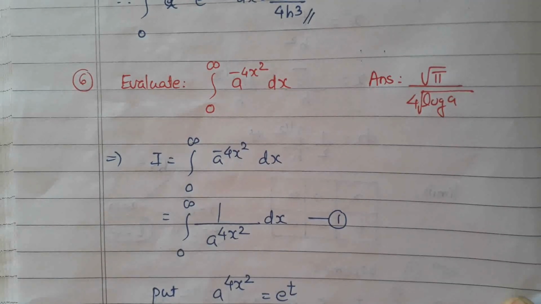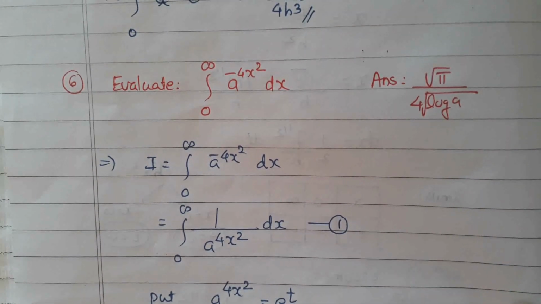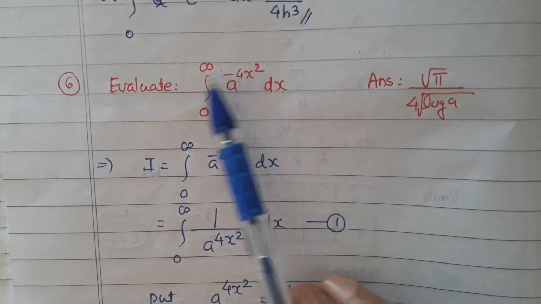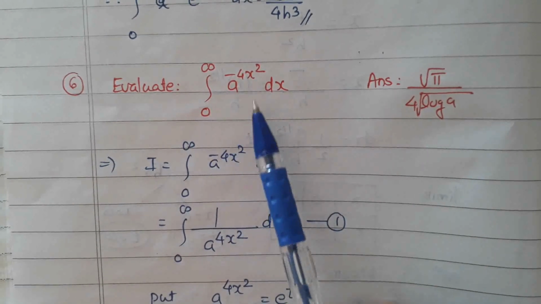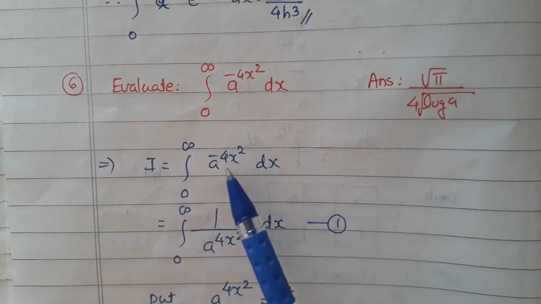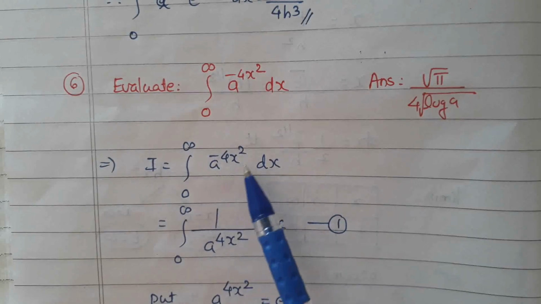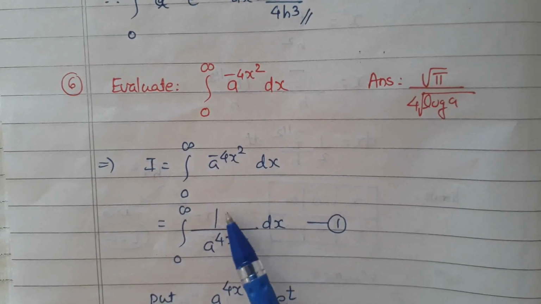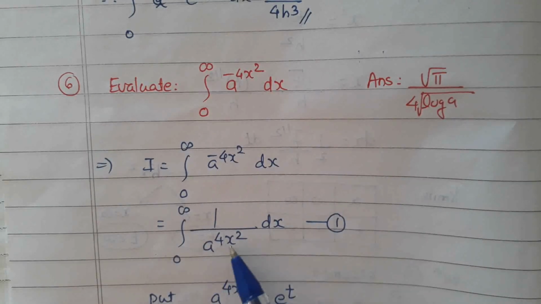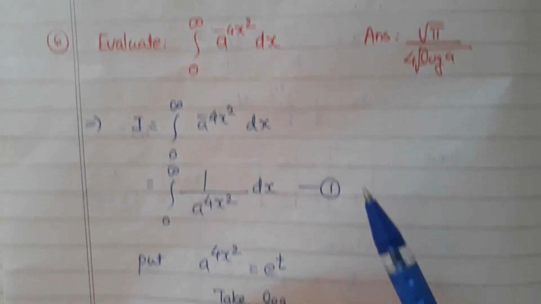Next example. Evaluate integral 0 to infinity a raised to minus 4 x square dx. We have to write this integral in the form of gamma function. So let I is equal to integral 0 to infinity a raised to minus 4 x square dx. First of all, write down this function in the proper form, 1 upon a raised to 4 x square dx. Use the substitution a raised to 4 x square is equal to e raised to t.